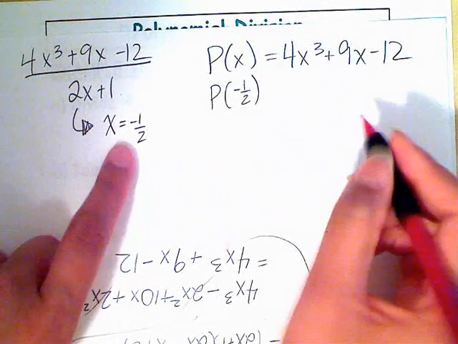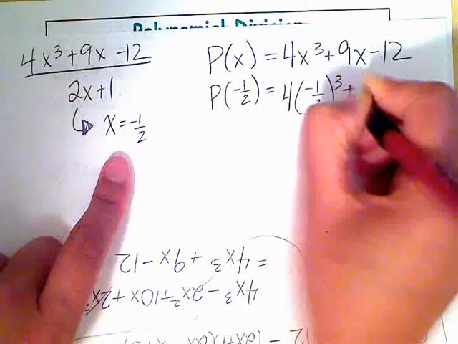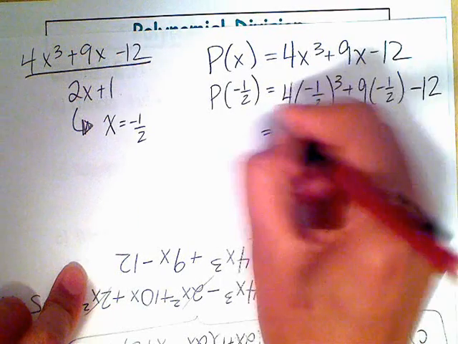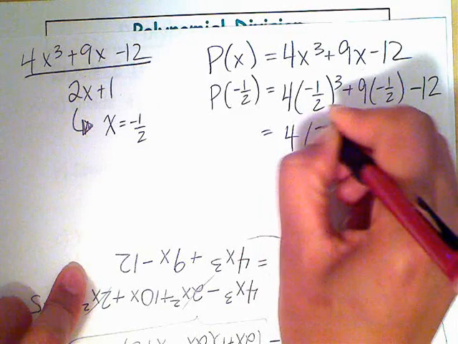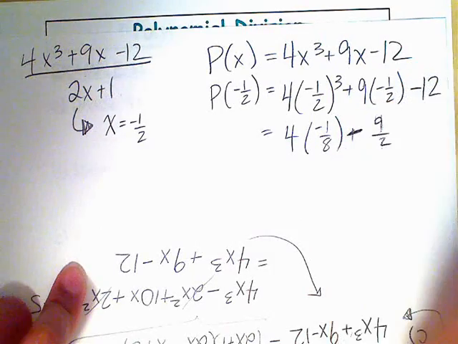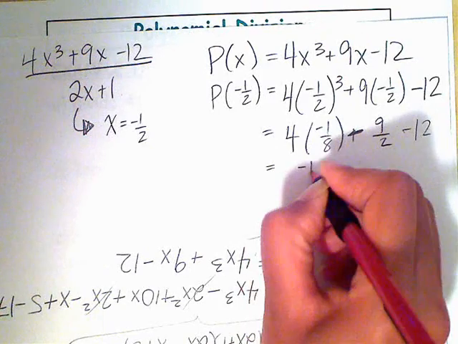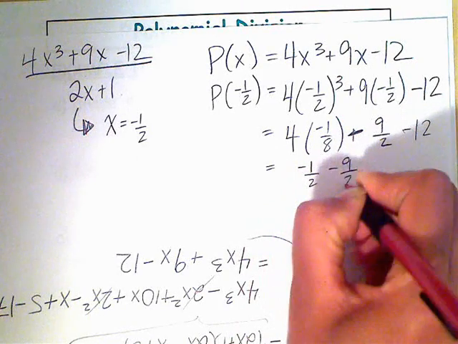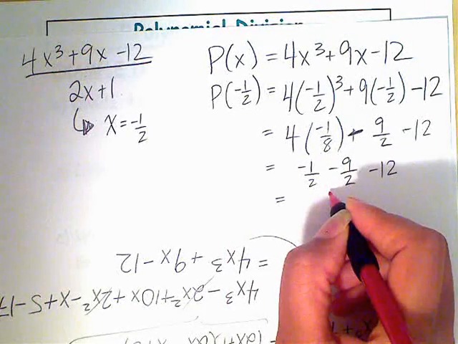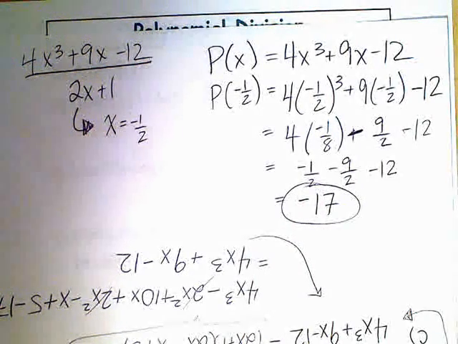So if I look for p of negative 1/2, I get 4 times negative 1/2 cubed plus 9 times negative 1/2 minus 12. And if I simplify this, I get 4 times negative 1 over 8 minus 9 over 2 minus 12. 4 times negative 1 over 8 is negative 1/2. Negative 1/2 minus 9 over 2 minus 12 gives me negative 10 over 2, which is negative 5, minus 12, which is negative 17. That's the exact same remainder that I had earlier as well.